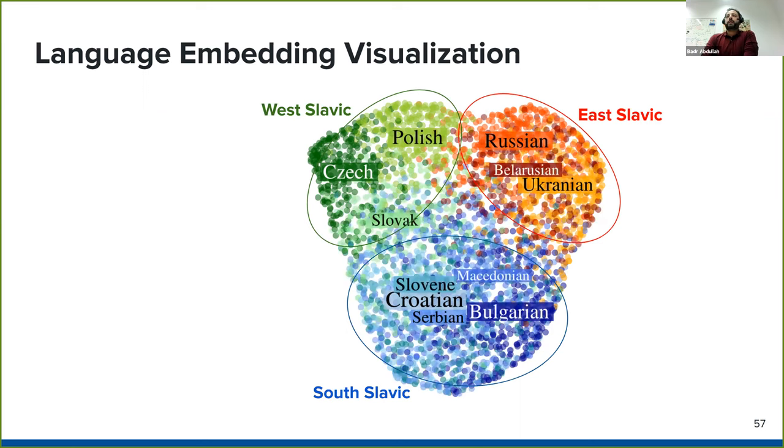But if we also project the other five languages that were not observed during training, we see that they are actually grouped into their respective cluster, even though the model did not observe any single sample from these languages during training. So this shows that the model does not only discover some idiosyncratic features for every language, but it learns something, maybe phonetic features, that could generalize to other languages within the same group.